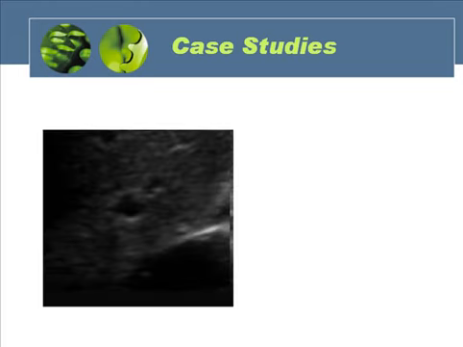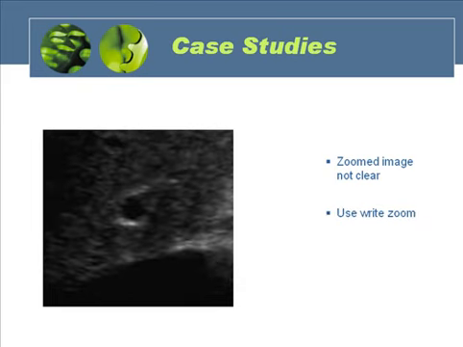Now let's look at this structure. What do we think of this structure? Correct. It's not very clear. The borders are fairly ill-defined. Well, this image was zoomed using read zoom on the machine. However, if we use write zoom, notice I have much better definition because we're able to redraw the image, preserve the pixel density, and maintain spatial resolution.